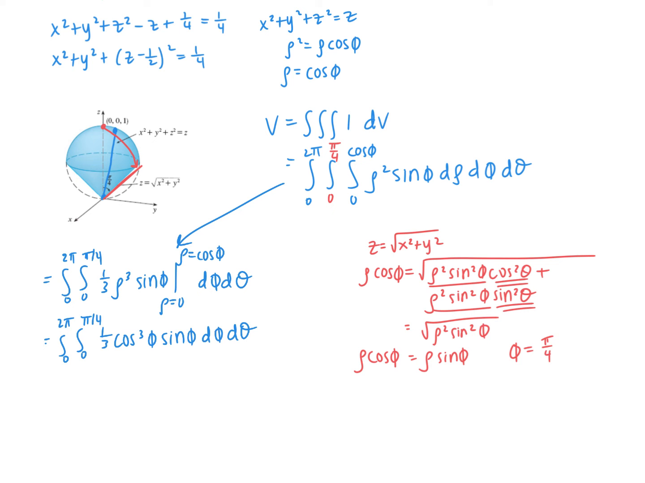Again, you have to picture a u substitution. U is your cosine of phi, so then your du would be negative sine of phi d phi. Hopefully you can do that in your head. If you can't, write it down. When you do that integration, it would give you negative 1/12 cosine to the 4th of phi from phi equals 0 to phi equals pi over 4.